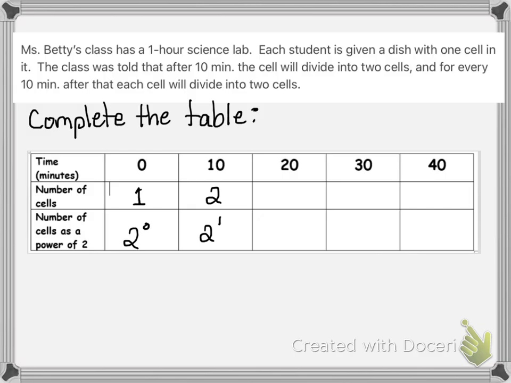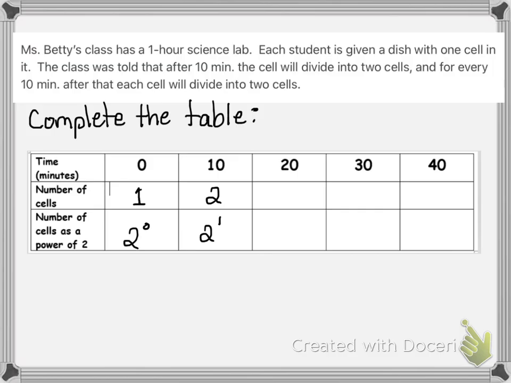Ooh, it's going to be a whole lot. All right, let's complete the table below. So, as you can see, that first row is representing the time in minutes. Second row, the number of cells there will be in the dish, and then writing it as a power of 2. All right, so we already know, without any time going by, we are starting off with 1 cell. And so I'm going to write that as 2 to the power of 0.